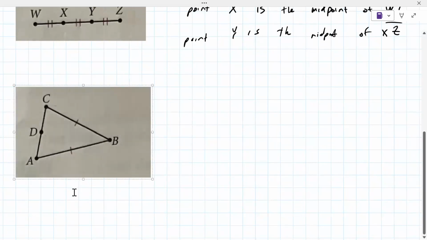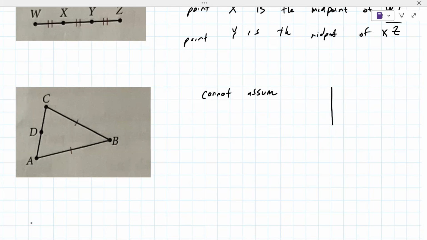The last one here, you don't really have enough information to say that D is the midpoint of AC, but it sure looks like it, right? And so in this initial part of the course, you cannot assume. We all make those jokes about assumptions, but in this course, for the first half, you can't assume things. If two things look like they meet at a right angle, you cannot assume that it's a right angle. You cannot assume.